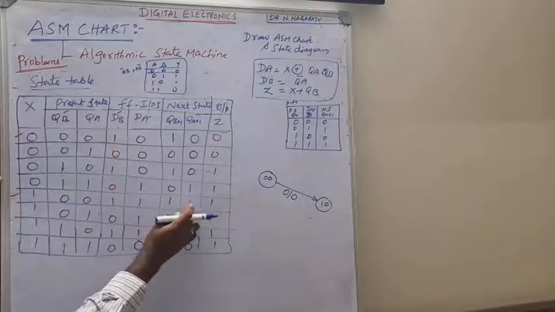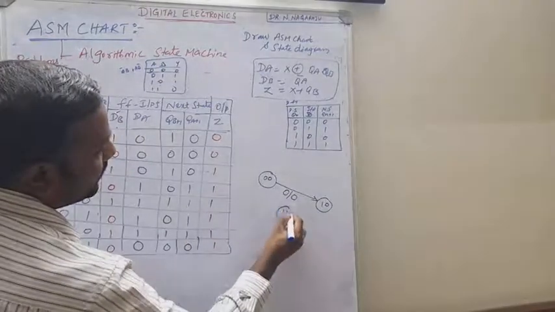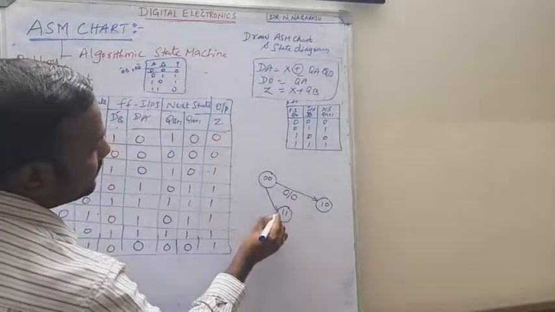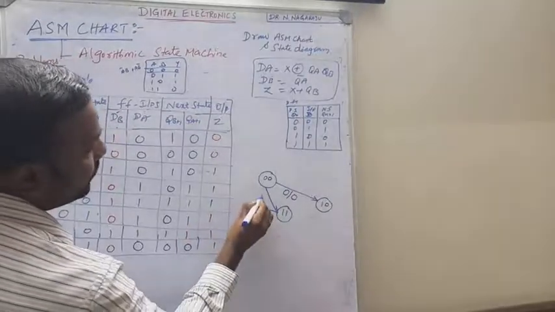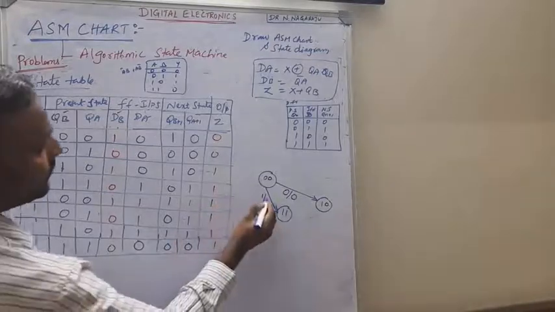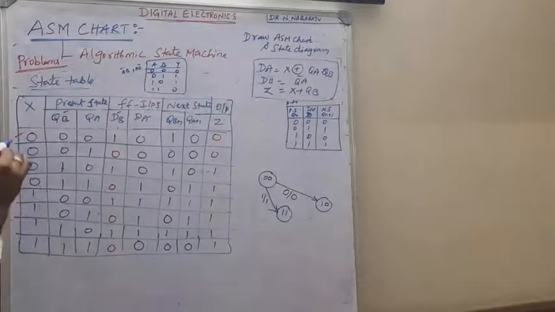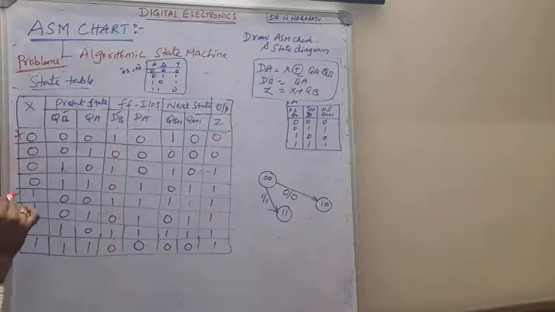So next state 1 1, it will go to 1 1. I am going to use 1 1 here, so I am going to connect like this. If the input is 1, what is the output? You will get output 1 over here. That's all. So now the input 0 excitation is over. We just put a check mark over here.